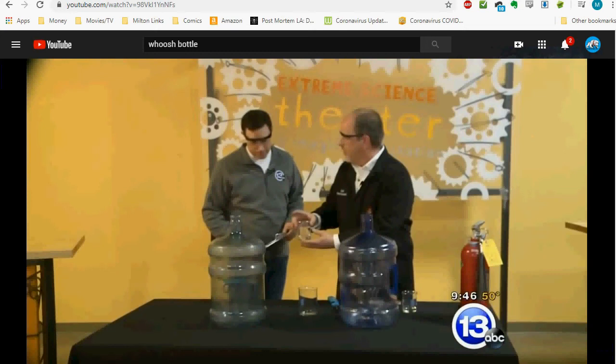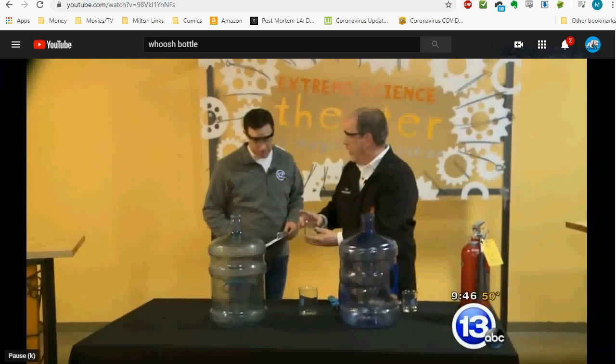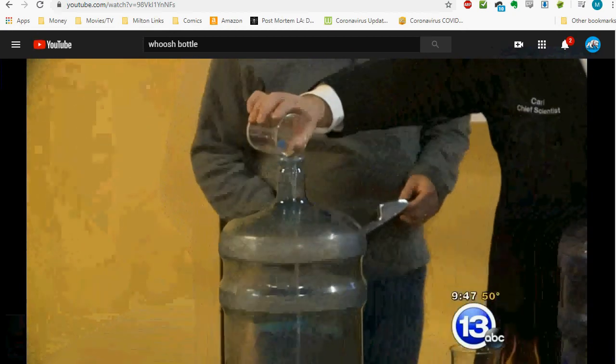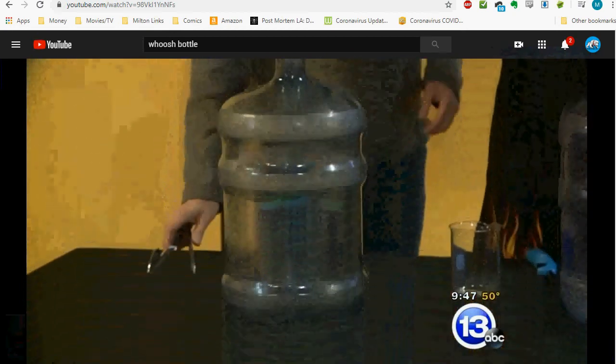Alright, so let me show you what I got prepped up here. We have these large bottles that are used for drinking water, and this person doing the demonstration is going to be pouring in some ethyl alcohol. You could also use isopropyl alcohol, and I'll let him take over. Of ethyl alcohol, okay? Now this is 95% ethyl alcohol, so it is very, very concentrated, if you will.